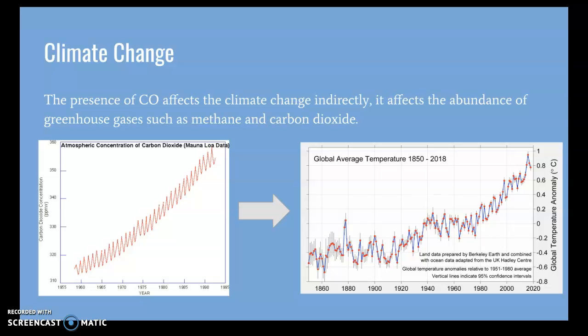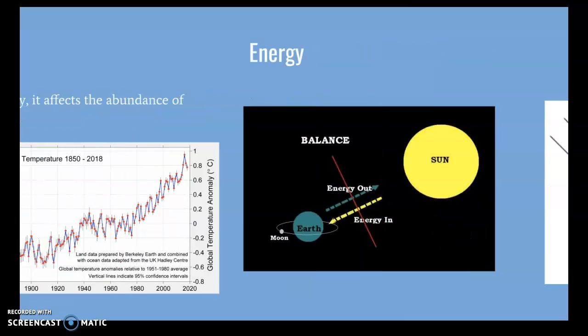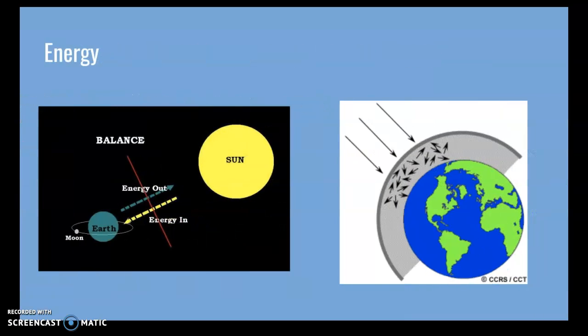It affects the abundance of greenhouse gases such as methane and carbon dioxide. We can see as the carbon dioxide concentration increases, the global temperature increases. The energy that the planet absorbs from the sun is then released back to space. When the energy is released, it must travel through the atmosphere. Each time the atmosphere contains more CO molecules, it is harder for the energy to get to space.